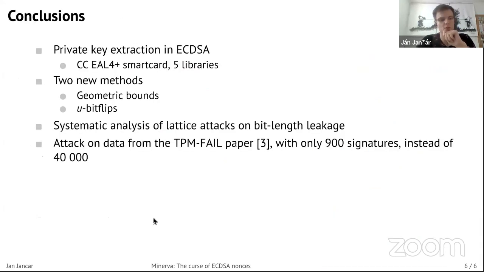So to conclude, we got private key extraction in ECDSA on a certified smart card and some libraries. We introduced 2 new methods for these kind of lattice attacks based on geometric bounds and these U-bit flips. Using the data that we gathered, we performed systematic analysis of lattice attacks on bit length leakage, and we improved the success rate of the attack such that for data from the TPMFL paper, we were able to succeed in the attack with only 900 signatures instead of 40,000 as was claimed in that paper.